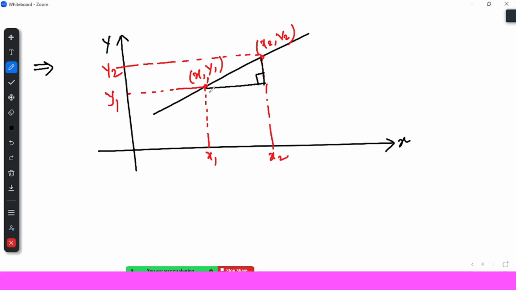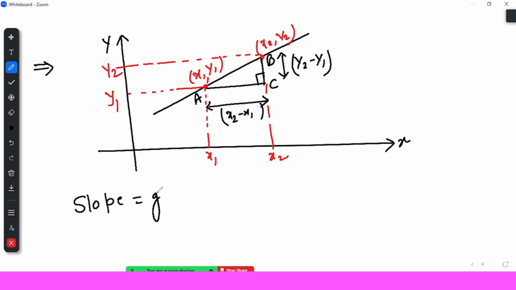As you can see here, let us suppose this is point A, this is point B, and this is point C, and this length will be x2 minus x1, and this length will be y2 minus y1. Right, Rishit? Are you getting this point? Have you remembered this? We have discussed. So here we have defined the slope or gradient, right? So what is the gradient or slope?